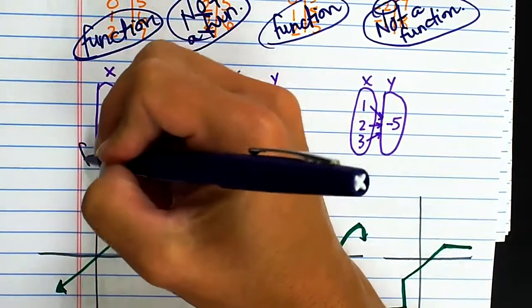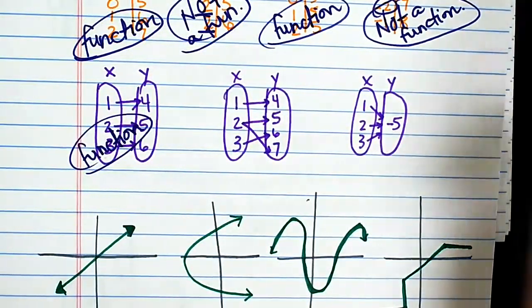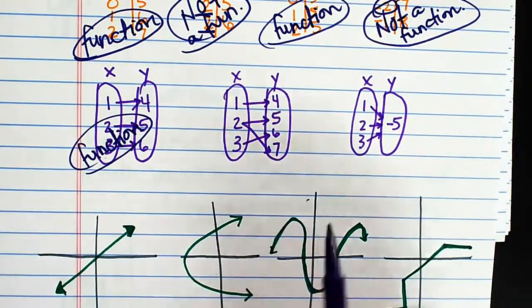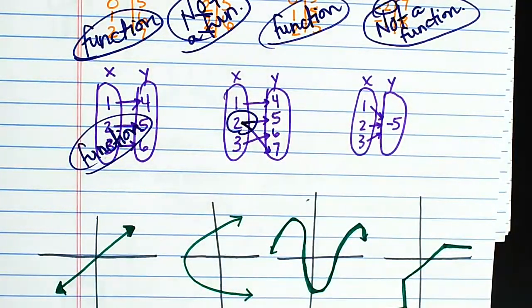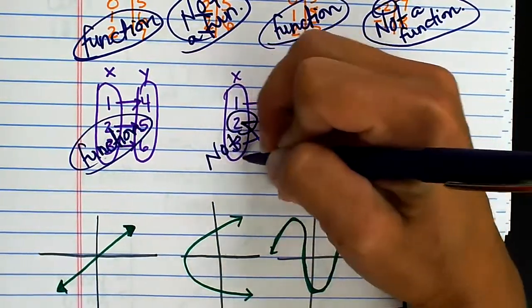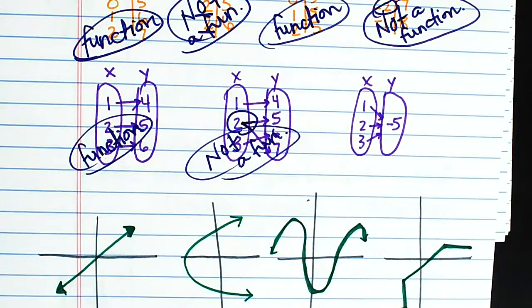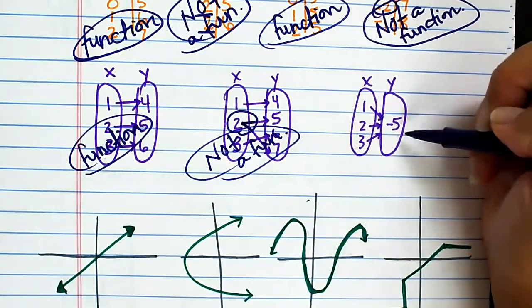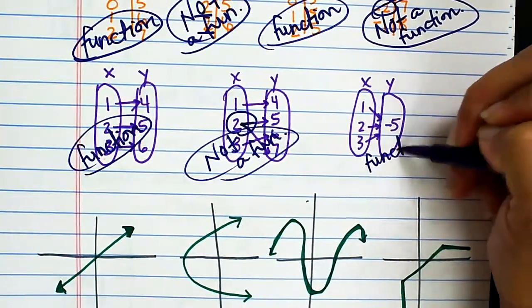And we can see in this first example, it is a function because every input is paired with only one output. In the second example, 1 is paired with 4, 2 is paired with 5, but 2 is also paired with 7. When we see this double arrow, two arrows coming off of one input value, it is not a function. 2 is repeating. It is paired with more than one output. And then here, this is similar to the example up here with the table where the y's repeat. Negative 5 is repeating as a y, but no x's are repeating. So that is a function.